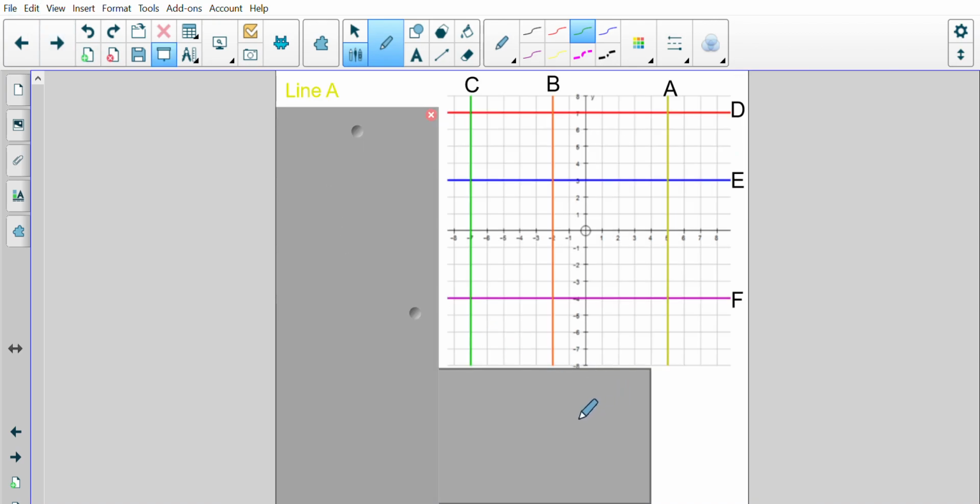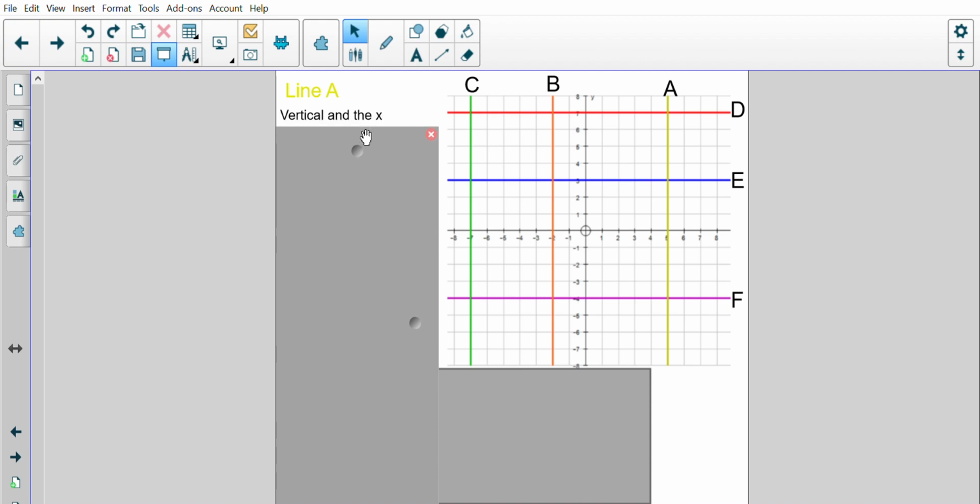Right, let's see if you can have a go at thinking about what the equations of each of these lines are. So first of all, think about whether they're horizontal or vertical, and then think about what the equation is. So look at line A. Is that vertical or horizontal? Well, that's obviously vertical. The x coordinate is always 5 on this line. It goes through 5 on the x-axis, and it's got the equation x equals 5.